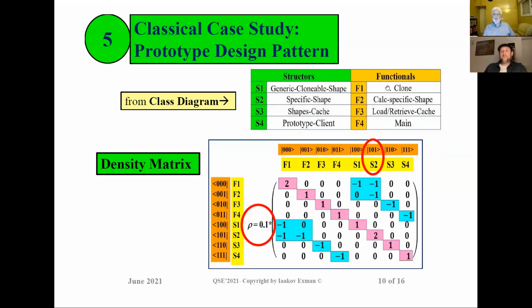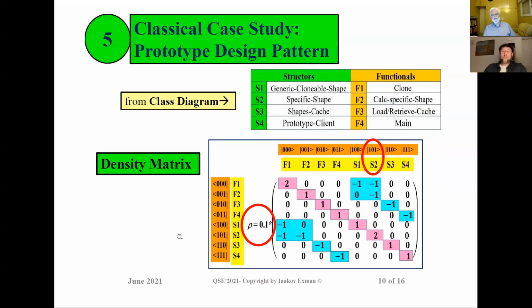The respective functionals are a clone and the calculation of a specific shape, such as a perimeter or a surface of the triangle. If there are already shapes in the cache, one can retrieve the desired shape. If not, one clones the shape and stores it in the cache for further use. The main is the function inside the client.